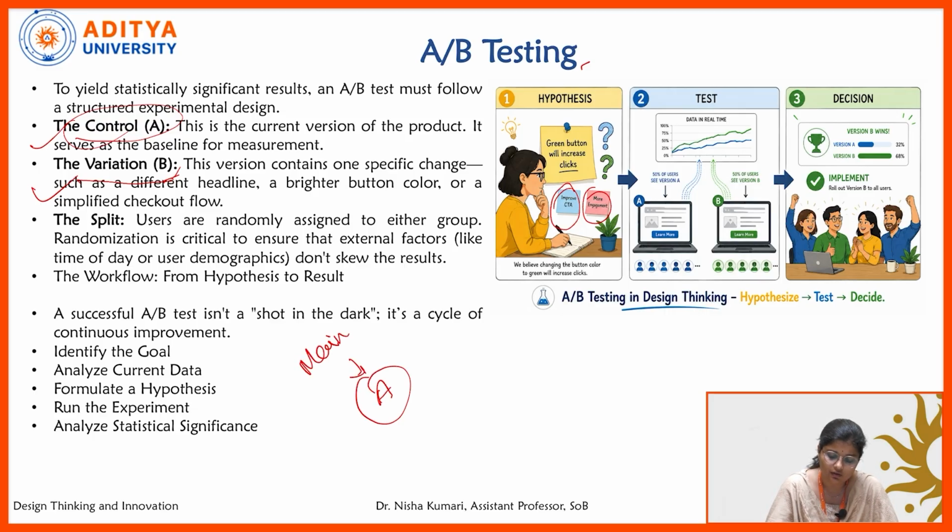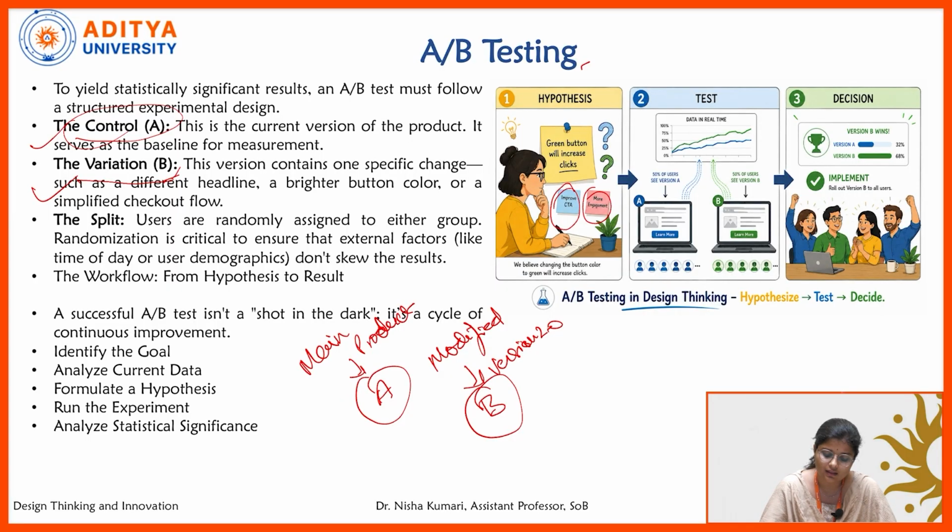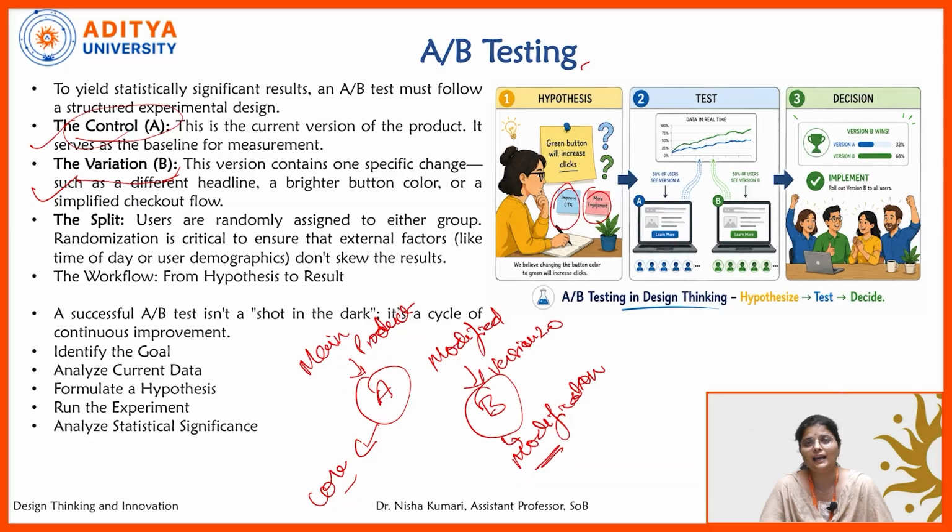While we talk about the A version, it means your main product. While we talk about the B, it's your modified version, or you can say version 2.0. So in this A, this is the core product which we have, and in B, we did some kind of modification. Now why are we doing this kind of modification?